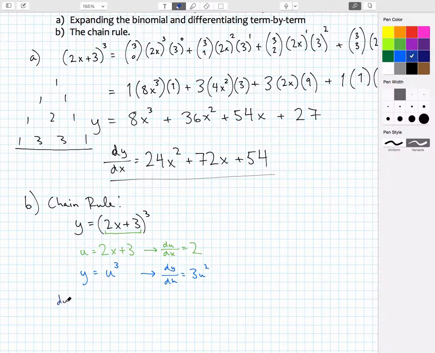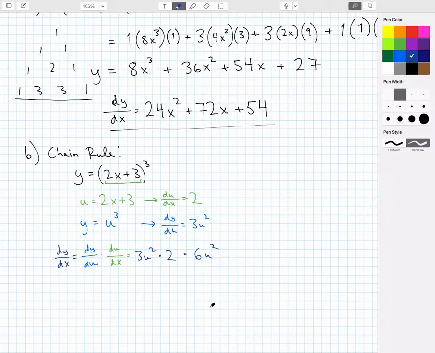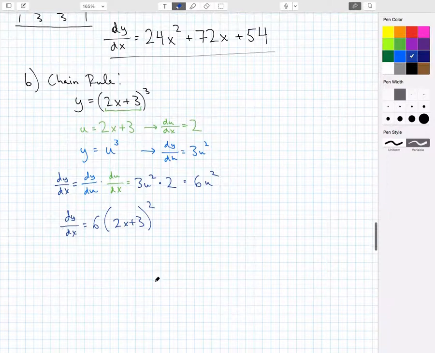And so now, remember, dy/dx is equal to dy/du times du/dx, which is going to be just 3u squared times 2. And we can simplify that straight away. That's 6u squared. But again, this is dy/dx, so we don't want to leave it in terms of u. So let's substitute back in, remembering that we chose u to be 2x plus 3. So dy/dx is 6 times (2x plus 3) squared.